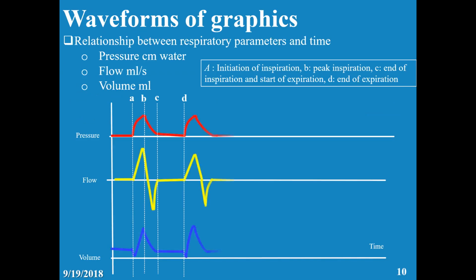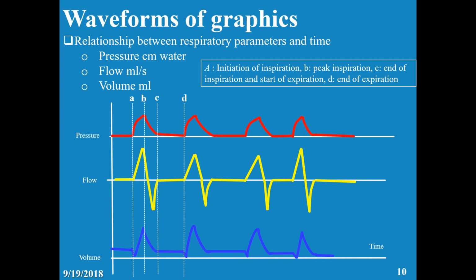Now, as you said, there are 3 types of graphics: pressure, volume, and flow. The flow is measured in mL/second, the volume is measured in mL, and the pressure is measured in centimeters of water. It also shows us the phase variable, the change over time.